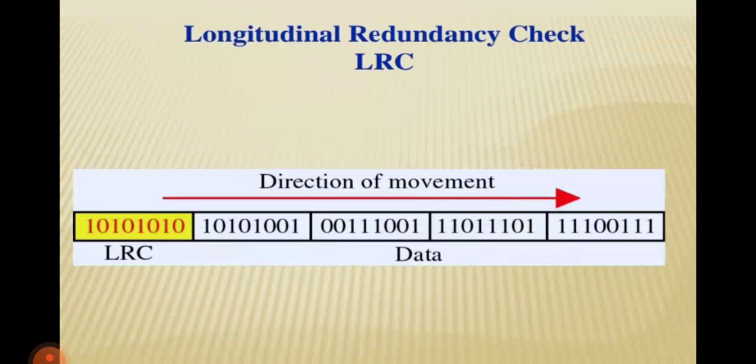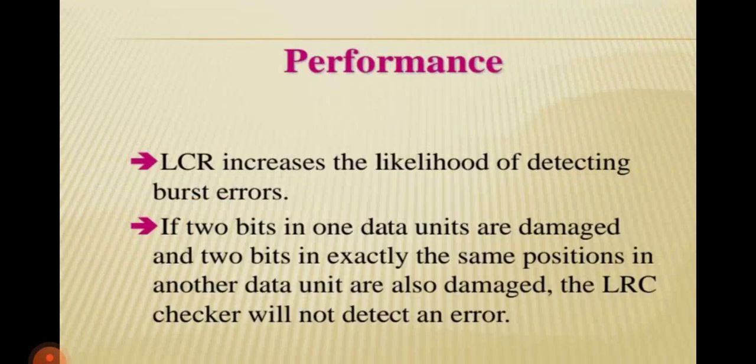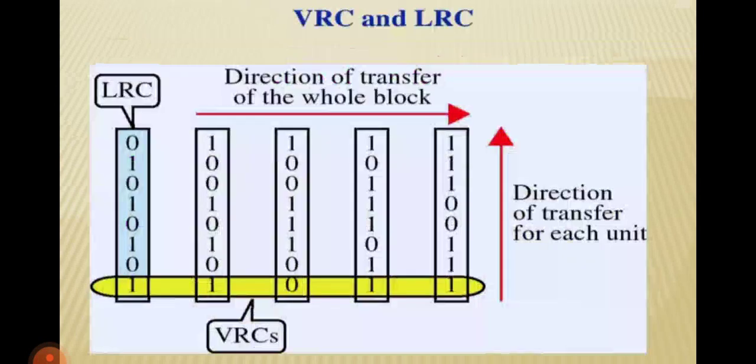And then LRC, which means longitudinal redundancy check. The LRC is added before the data and transferred. It increases the likelihood of detecting burst error. If two bits of any one of the data units are changed, and then the next data unit's two bits of the same position are changed, the LRC checker won't detect an error. This is the difference between VRC and LRC.